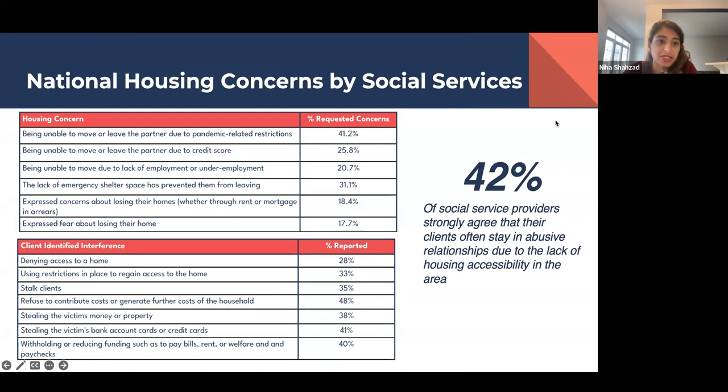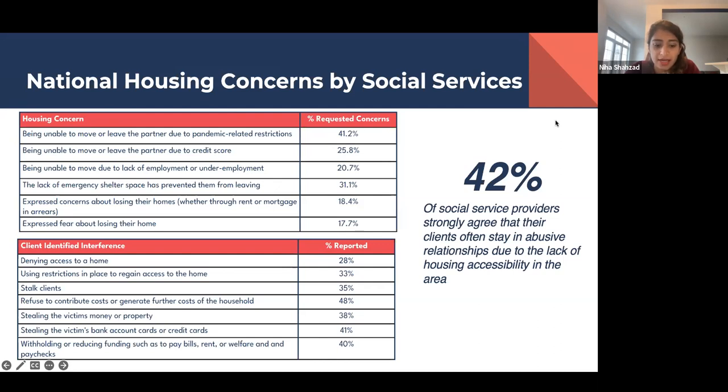18% of them expressed concerns about losing their homes, because, as I mentioned earlier, sometimes an abuser would just straight out steal money if they wanted to really make the victim dependent on the abuser. And 17% said that they were scared about losing their home as a result.